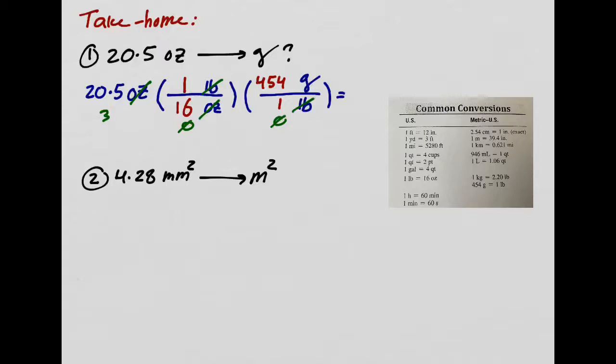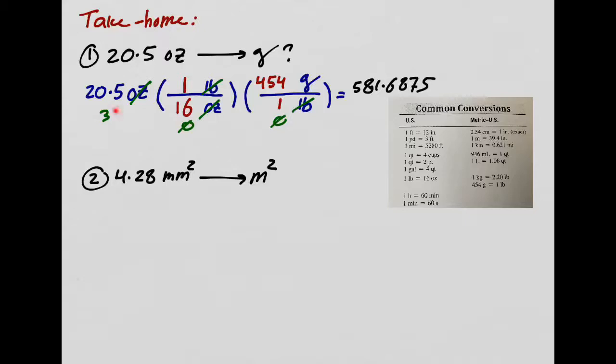Now, I want to make sure you know how to use a calculator. You have your calculator out? Let's do this together. 20.5 times 1 times 454 divided by 16 divided by 1. You multiply everything on top and you divide it by the bottom. If you do that, what you end up getting is 581.6875.